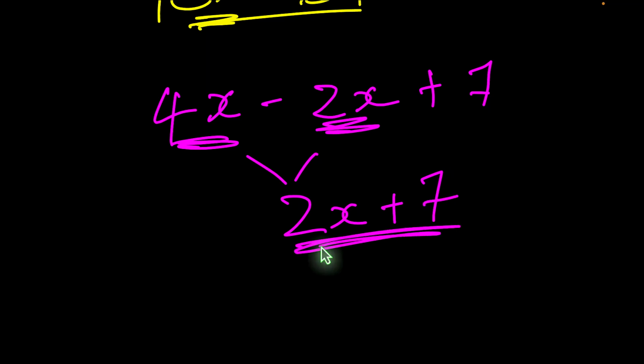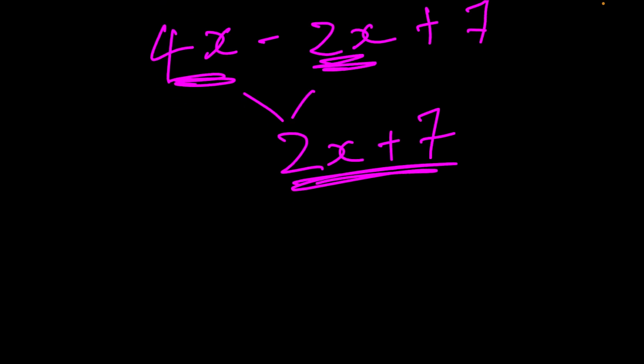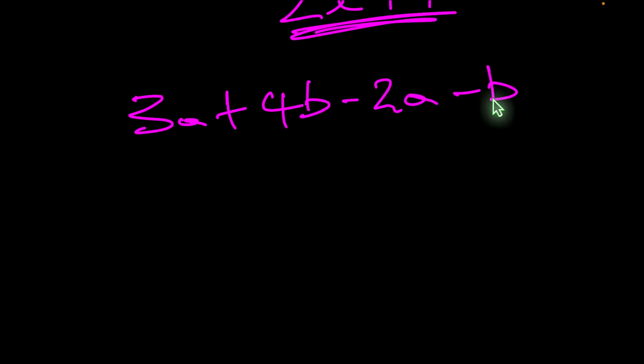So well done if you got that one. If you didn't, we're going to do another one now, and it's the same process. So let's say we have 3a. Your objective here is to identify what the like terms are. And if you guess already that it's 3a and minus 2a, then well done. And we also have this plus 4b and minus b.